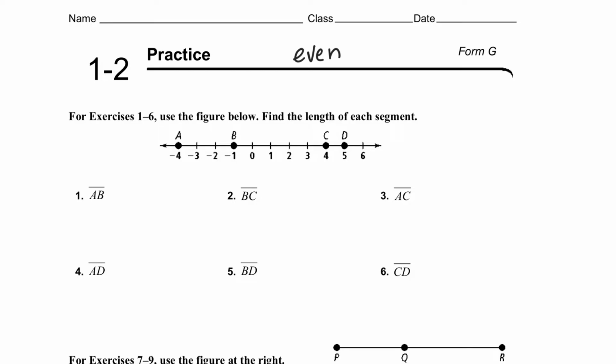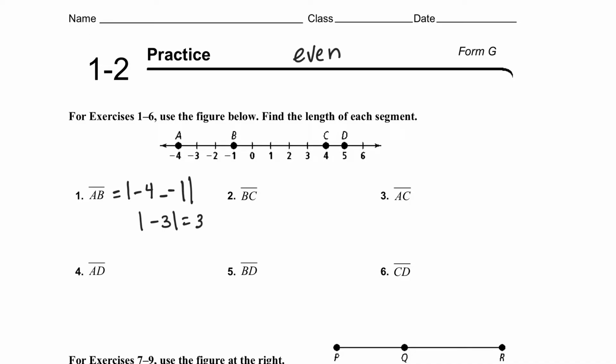It says for exercises 1 through 6, use the figure below to find the length of each segment. So if I want to find the length of AB, it's going to be the absolute value of -4 minus -1. Now we know that the minus and negative become positive. So -4 plus 1 gives you the absolute value of -3, which the distance is 3.